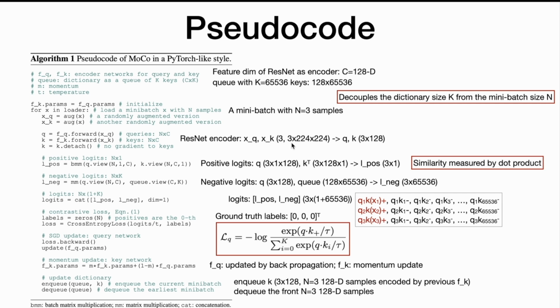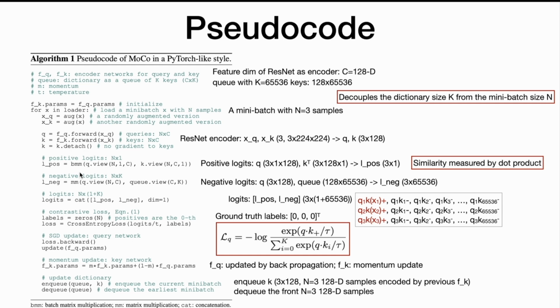Because we use ResNet as the encoder, the input query and key are represented as 3-channel, 224 by 224 color images. There are 3 samples in this mini batch. They will be mapped to 3 128-dimension feature vectors using a ResNet encoder. Then we apply a stop gradient operator on the key branch.